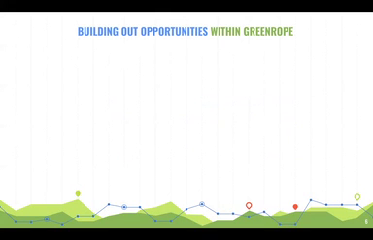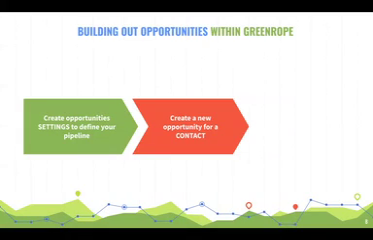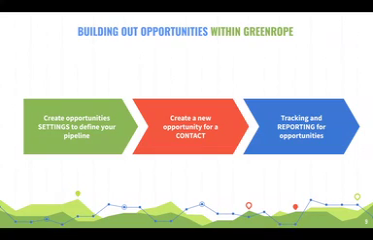To give you an overview of this process, firstly, we're going to talk about creating the settings and defining your pipeline. And then we'll go into creating an opportunity within the contact record. And then wrap up with some reporting and tracking of the opportunities. And then we'll talk about some automation ideas that you can incorporate into your pipeline to help set this up for your business processes.